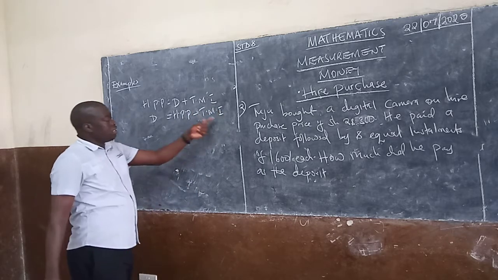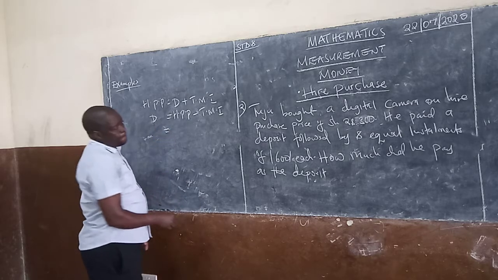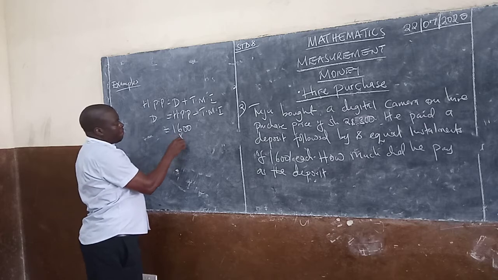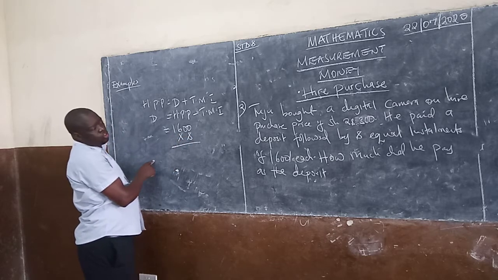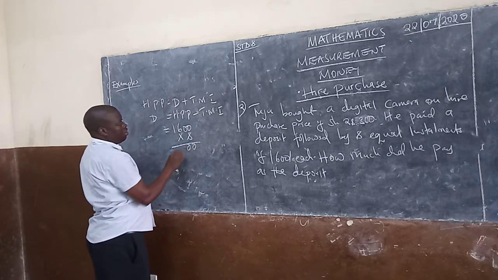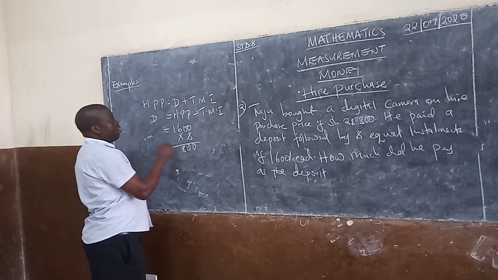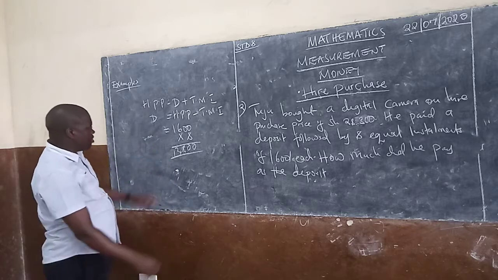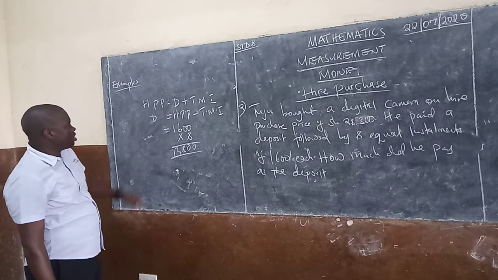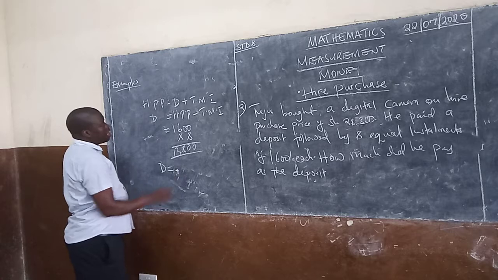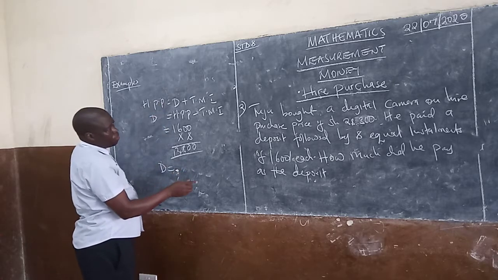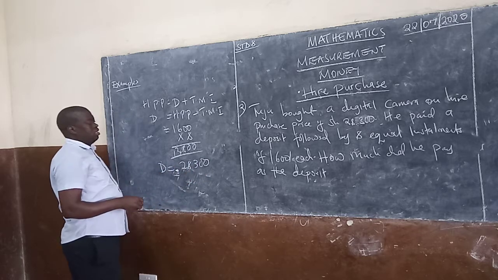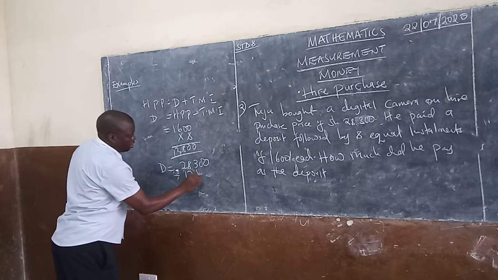So how do you find the total monthly installments? You are going to get 1,600 because each installment multiplied by the number of installments, 8. 0, 0, that is 48, carry 4, that is 12. So we have 12,800 as the total monthly installments. So deposit now comes in, whereby the hire purchase price, which is 28,300, subtract 12,800.